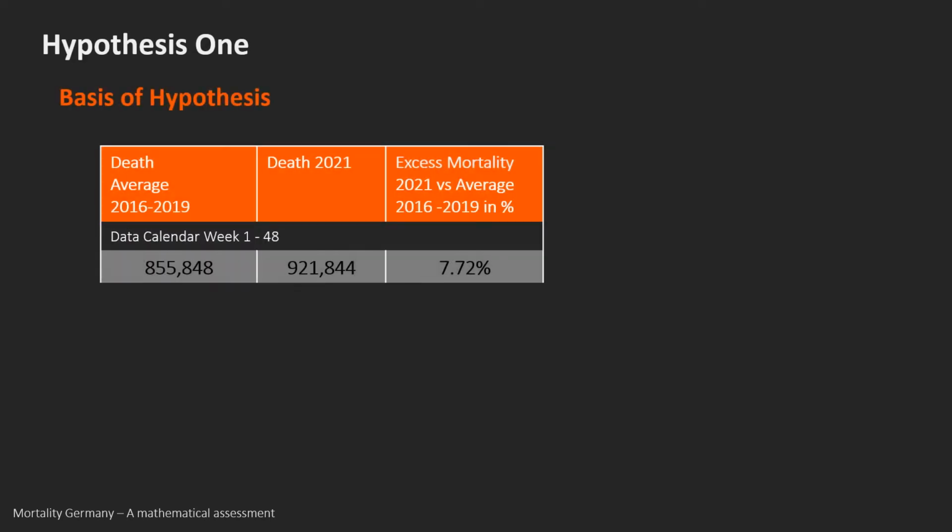Let's see the basis of the hypothesis. First of all, I would like to change the word excess mortality to death because that's what we try to prove. In that case, the author went with the data for calendar week 1 till 48, calculated the average for the years 2016 to 19 and compared the number to 21.